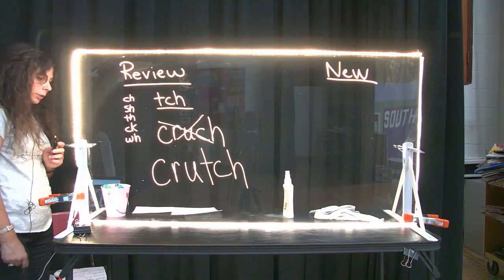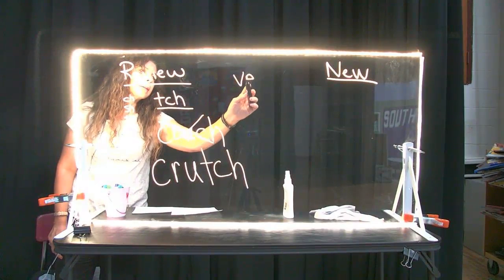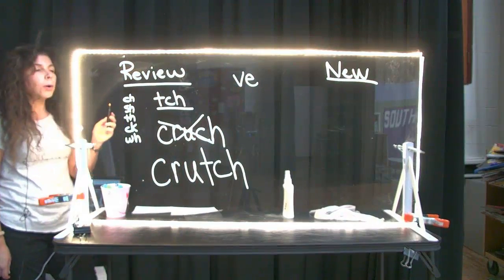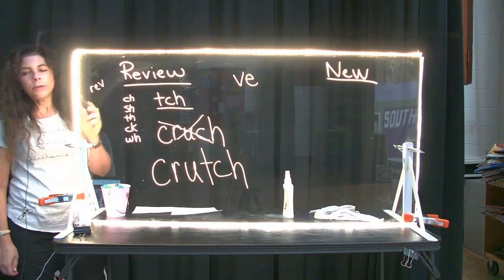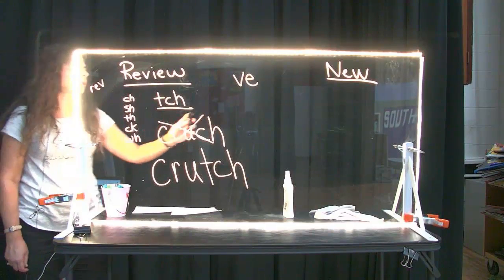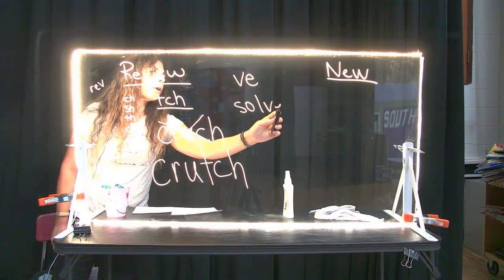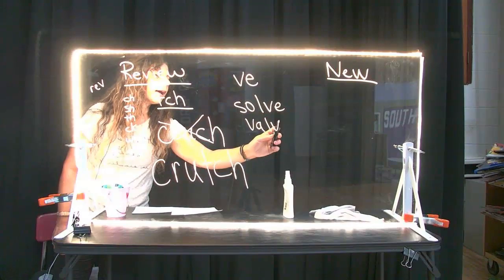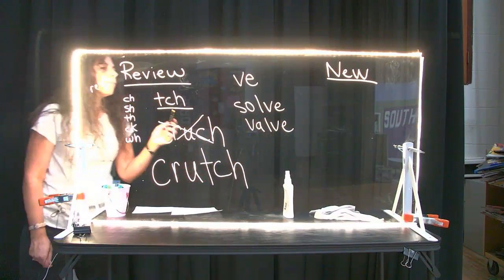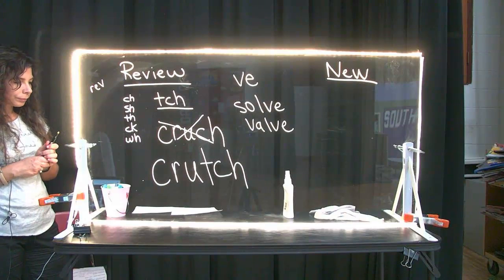We also learned last week that V does not like to be at the end. It is always, most of the time, except for in the word rev, followed by an E. So for example, solve and valve are considered closed syllables even though they have an E at the end, because that V does not like to be alone.